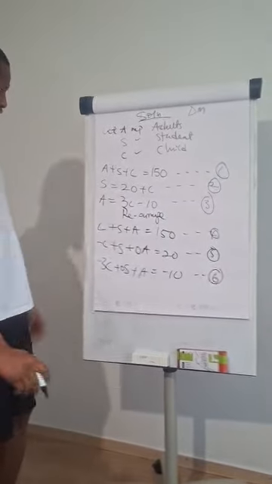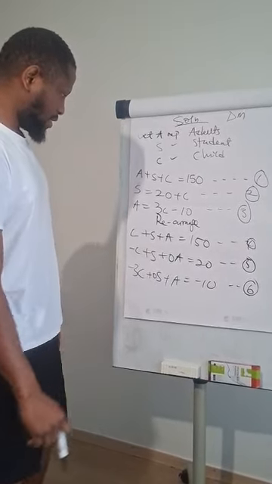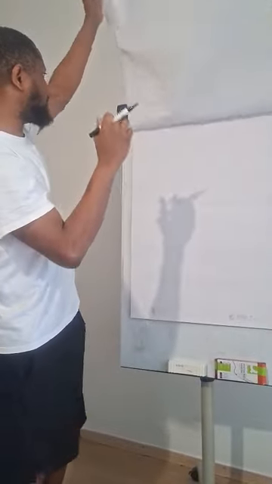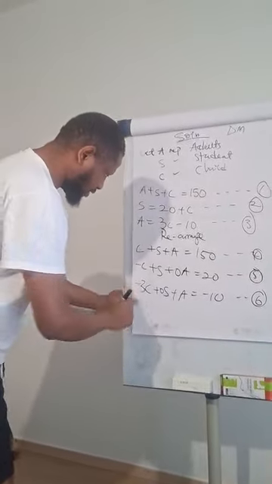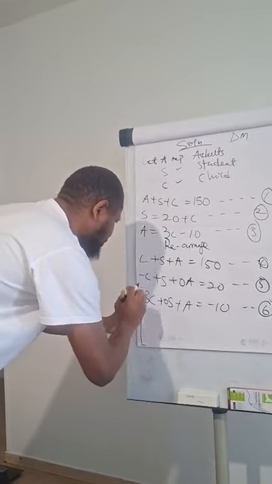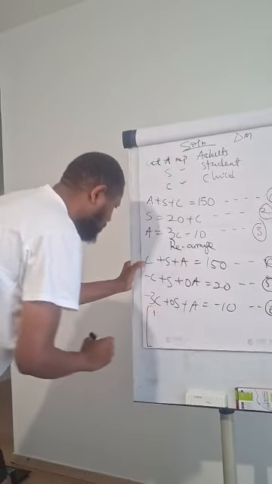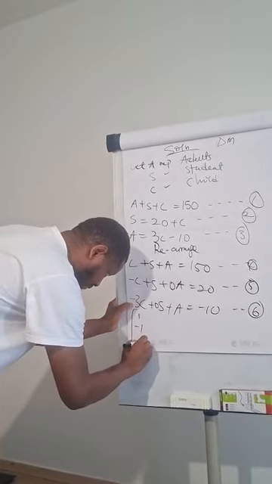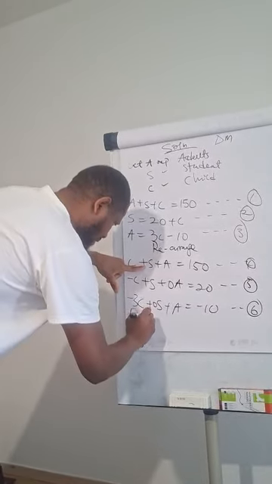Now that we've arranged the equations, what we need to do is to put them in matrix form. By putting them in matrix form, we draw the matrix. This space will be enough. Now, the coefficient of C here is 1. Coefficient of C here is minus 1. Coefficient of C here is minus 3. The coefficient of S here is 1.